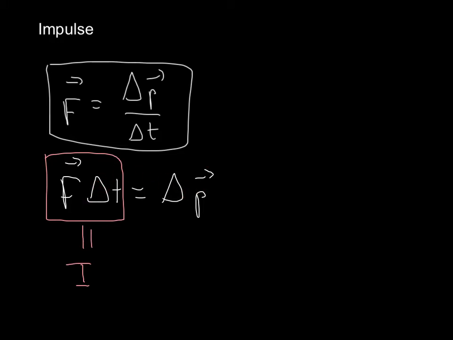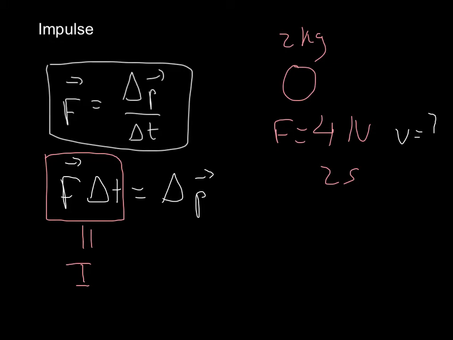And its units are, of course, the same as those of momentum, because this is just the increase in momentum. So, for example, imagine that I have a ball here, and its mass is 2 kilograms, and it's still. And then I apply a force of 4 newtons on it during 2 seconds. So I want to know how much its speed is going to increase. So let me just write down here. So how much did its speed increase?